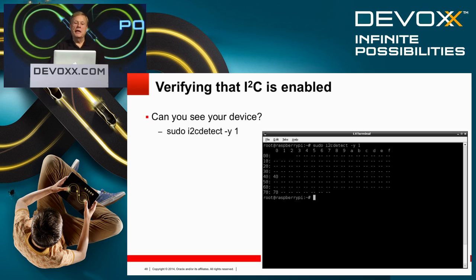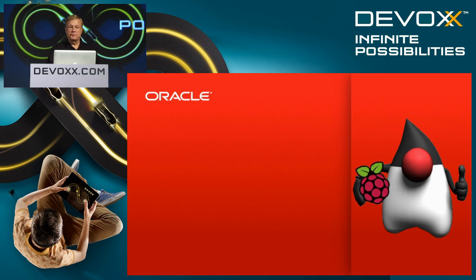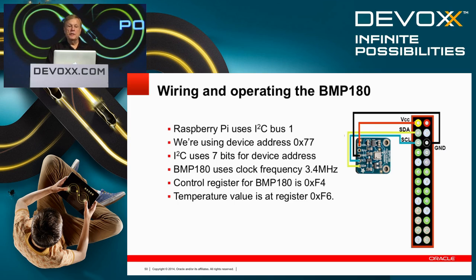Then there's a tool called I2C detect that you can use to find out, for all of the addresses, what I2C devices are there. So we see we have one at hex 40 and hex 70. So then using I2C on the Raspberry Pi, the Raspberry Pi uses I2C bus 1, there's two buses, and for our temperature sensor, we're using hex 77 address.